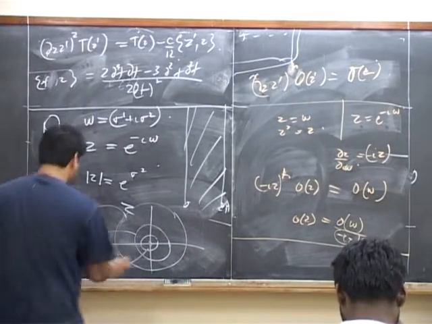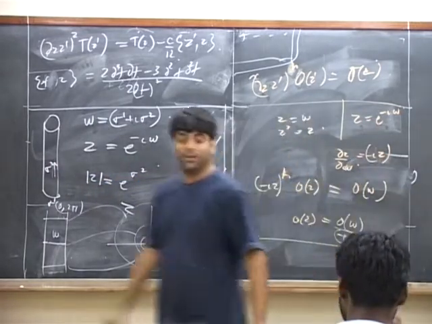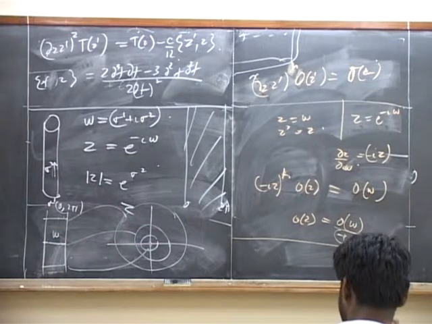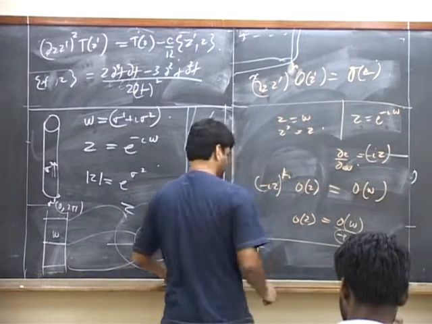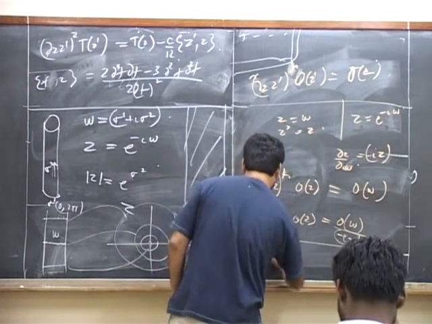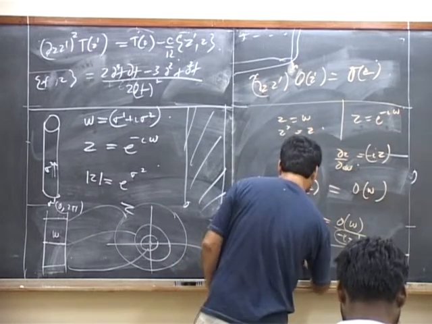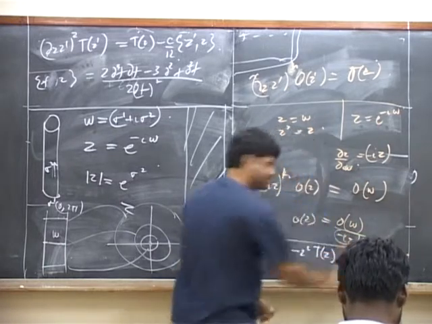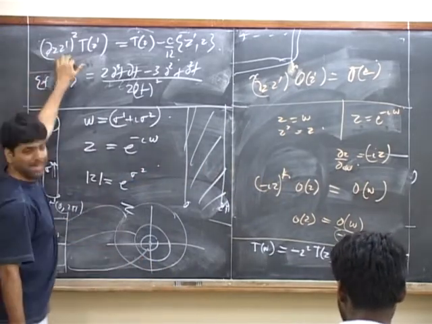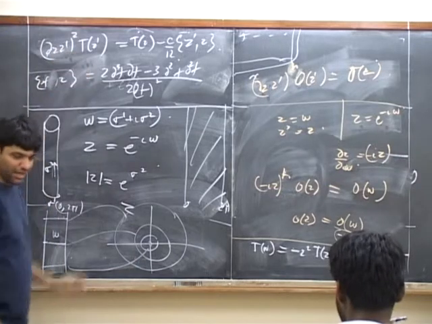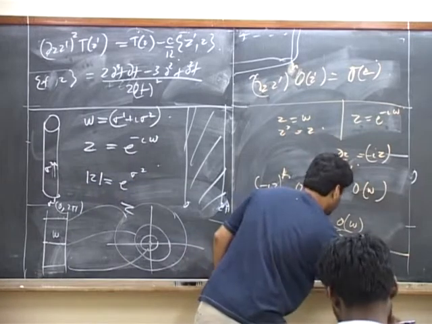Okay. Now the next thing we want to do is to see what works out with the stress tensor. We're going to get the same relationship. Let's write T of W is equal to, in the case of the stress tensor h is 2, so that's minus Z squared T of Z, plus some constant, which you can work out by working this thing out on the exponential map. I'm not going to do it. I'm going to quote the result, which is c by 24.